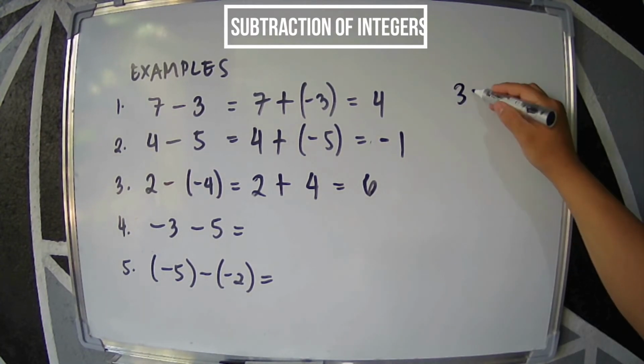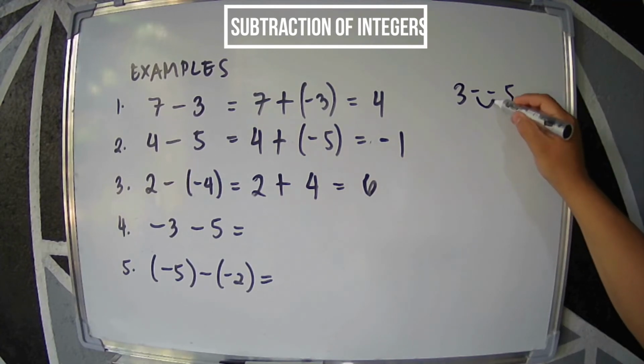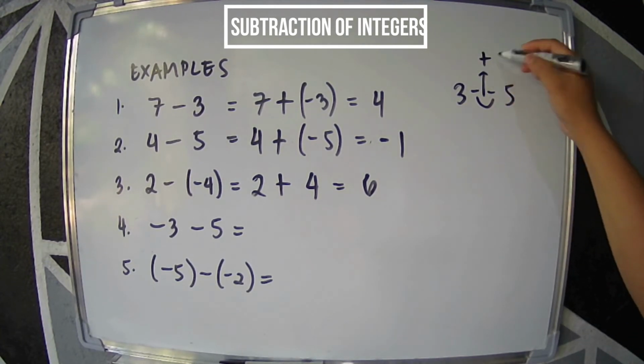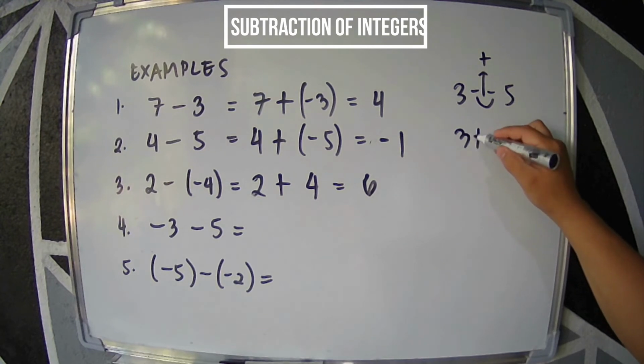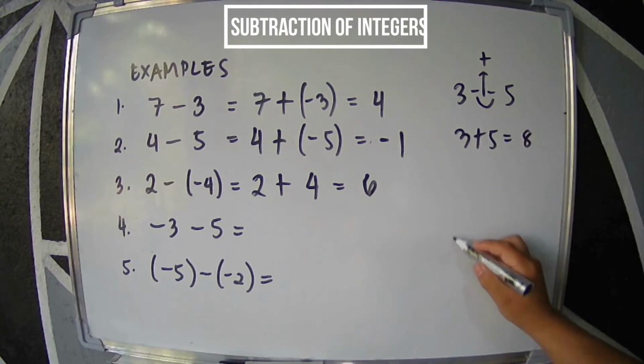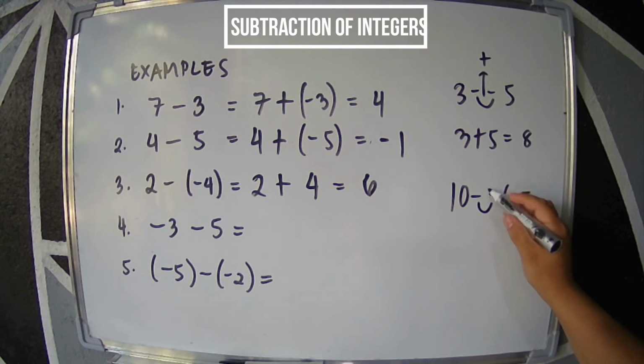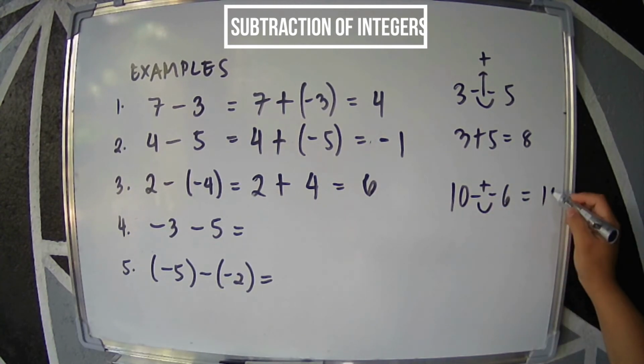So say 3 minus negative 5. So we have a smiley here. And then this turns to plus. So that is simply 3 plus 5, and that is 8. Another, 10 minus negative 6. So that is smiley, so plus. 10 plus 6 is 16.